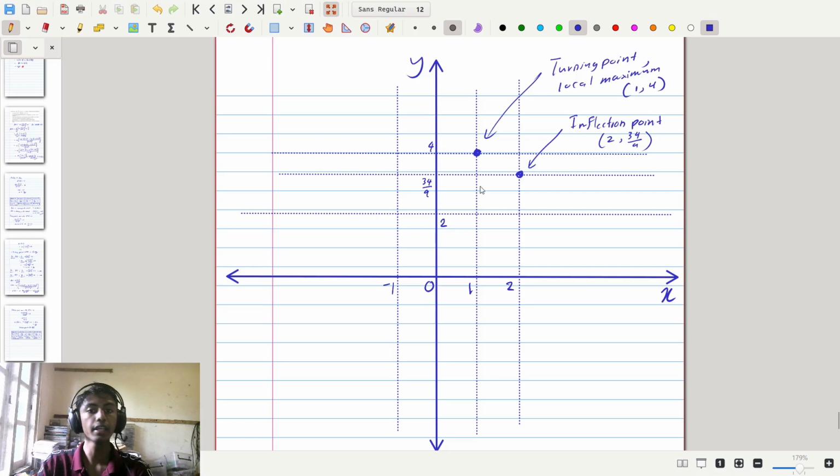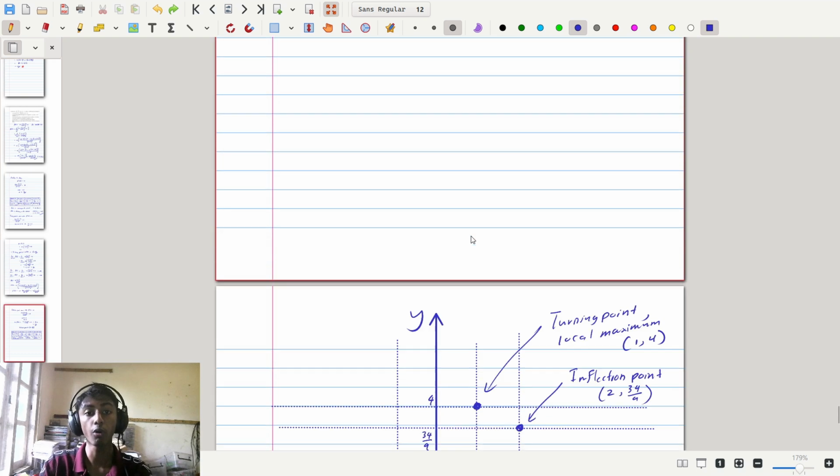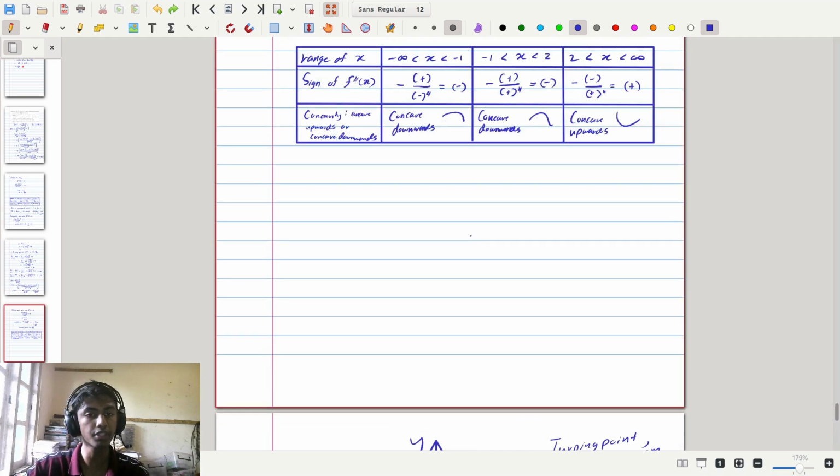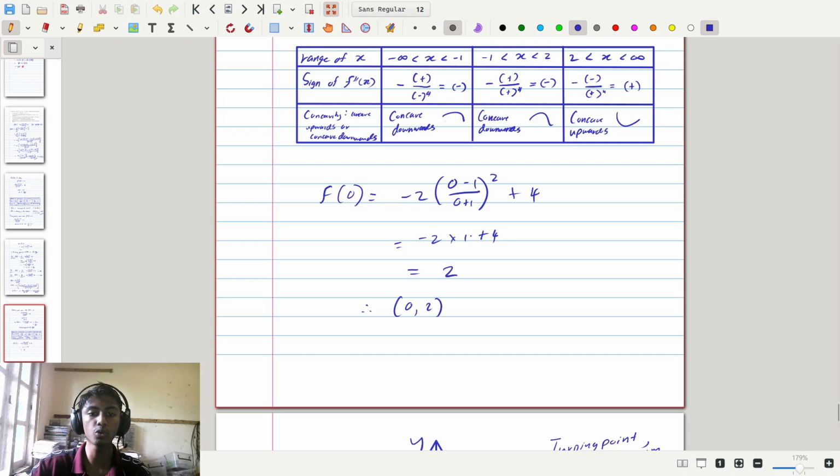Now in addition to that, even though I was not asked to find it, I am also going to find the y-intercept of this graph. To find the y-intercept point, I am going to substitute f of 0. Doing so we get -2 times (0 minus 1) divided by (0 plus 1) to the power of 2, plus 4, which is equal to -2 times -1 divided by 1 squared, which is 1, so times 1, plus 4, which is equal to -2 plus 4, or 2. And therefore 0, 2 is a point on y equals f(x).